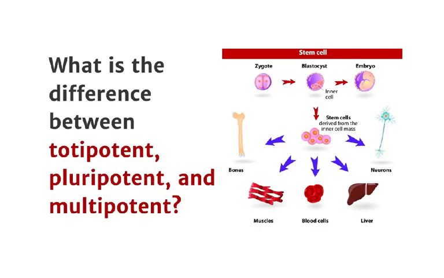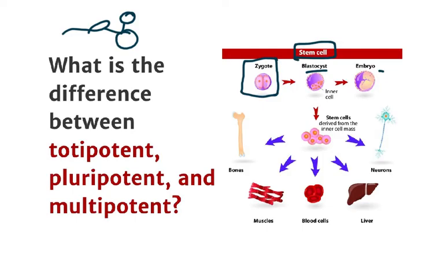Now let's talk about stem cells. That is the topic which is in your new syllabus, stem cells. What are stem cells? You see, when the sperm and the ovum fuse, what is formed? One cell, the zygote. This is the zygote. The zygote divides into two, then into four, four into eight, and it forms a blastocyst. And then it forms an embryo.